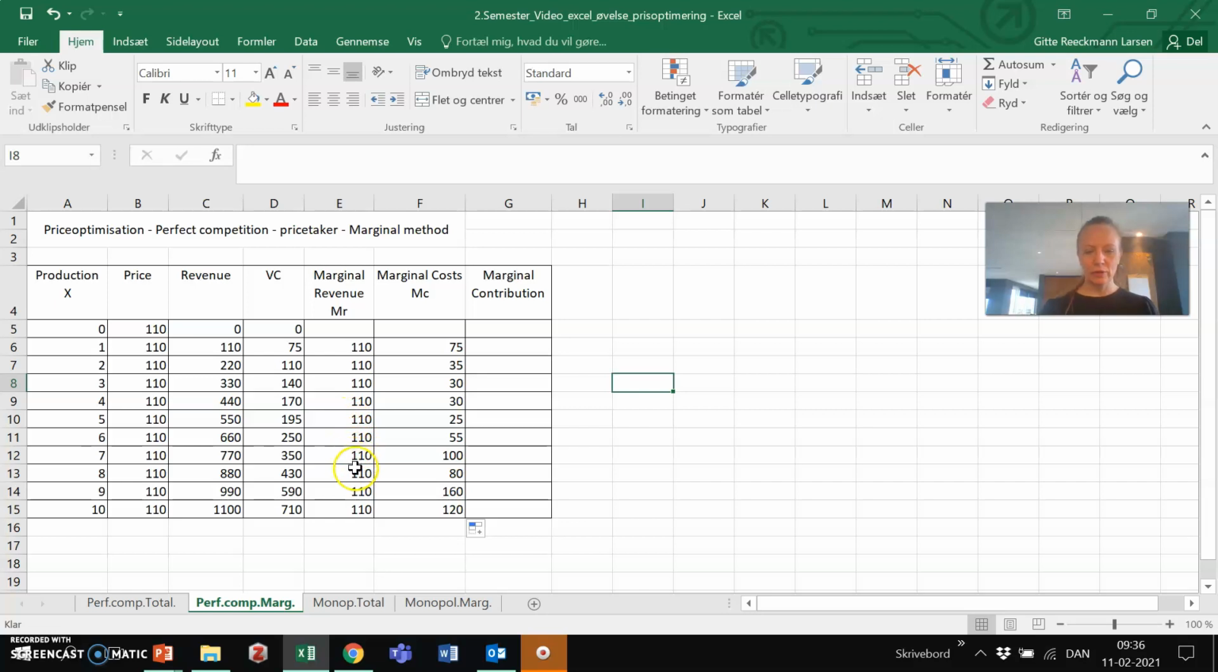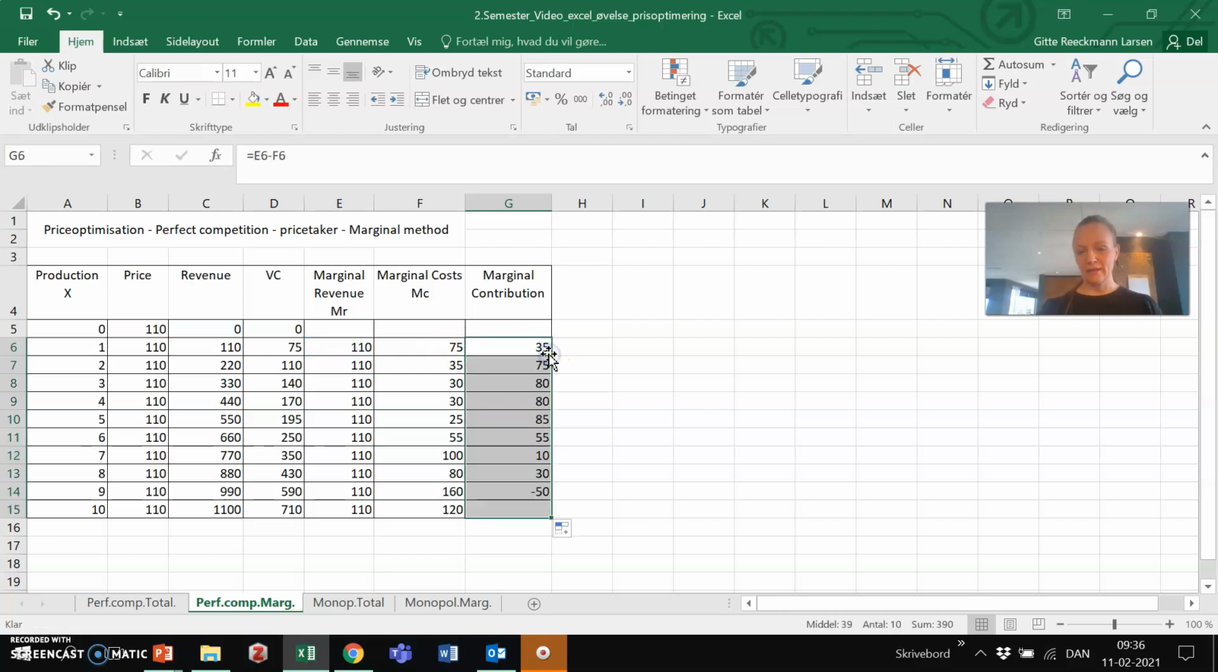The marginal revenue is higher than or equal to the marginal cost down to a production of 8, which was also the solution before. From that point on, we will start to lose money, right? Because the marginal cost is higher than marginal revenue. But what we do just to make sure that we have this right, we calculate the marginal contribution. So we say the marginal revenue minus the marginal costs.